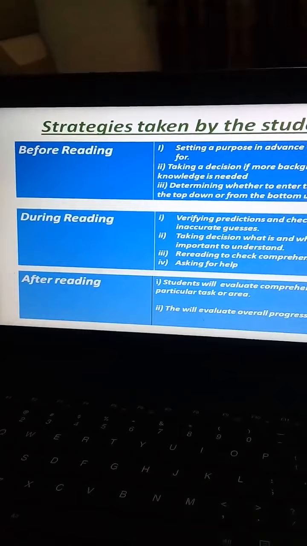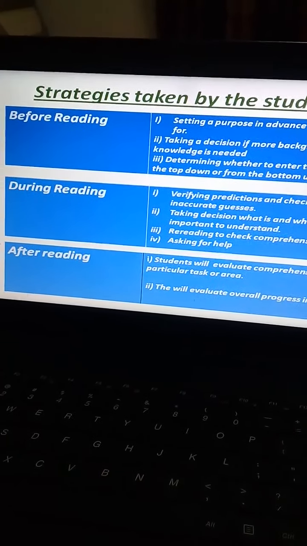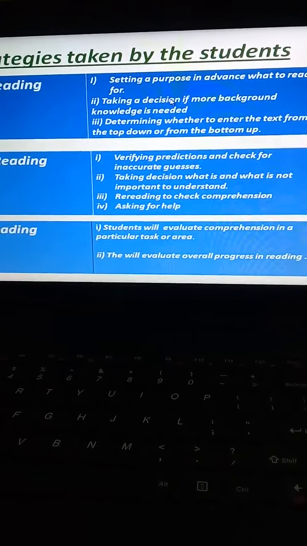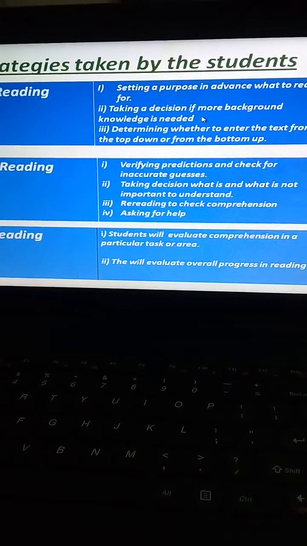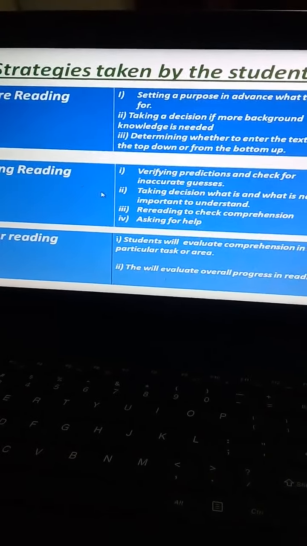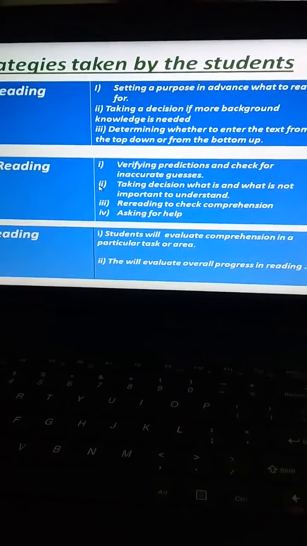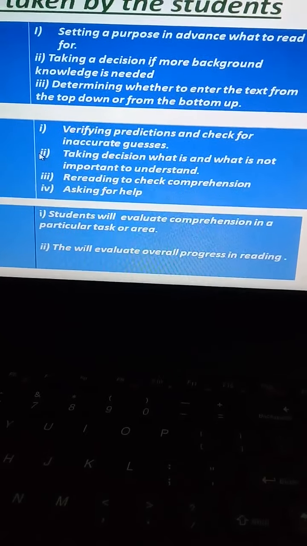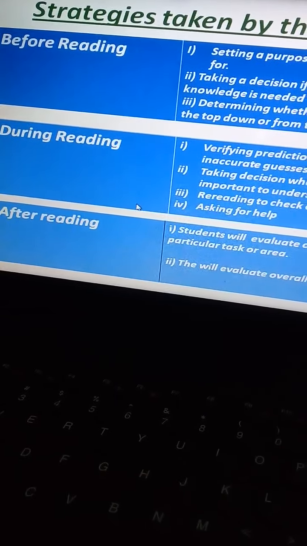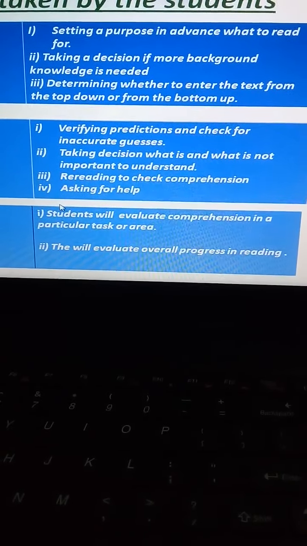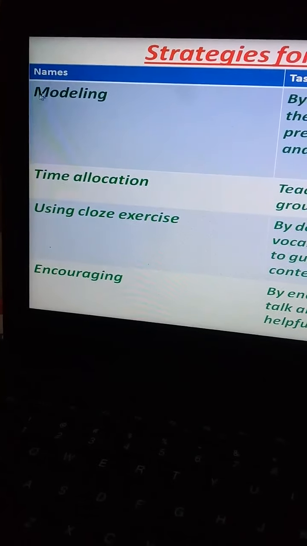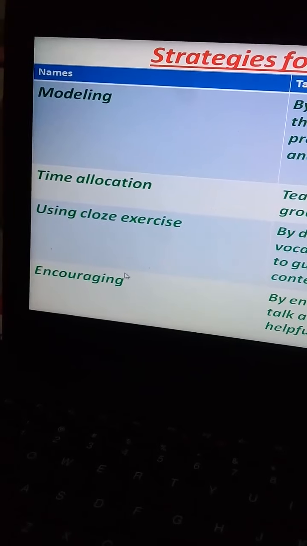There are some strategies taken by the student. There are three steps: before reading, during reading, after reading. In before reading, students set a purpose in advance, what to read for. They decide if more background knowledge is needed. They determine whether to enter the text from the top down or from the bottom up. During reading, they verify predictions and check for inaccurate cases. They decide what is and what is not important to understand. They reread to check comprehension and they ask for help. After reading is the session for evaluation. Students evaluate comprehension in a particular task or area and evaluate overall progress in reading. There are some other strategies, that is modeling, time allocation, using cloze exercises, encouraging.